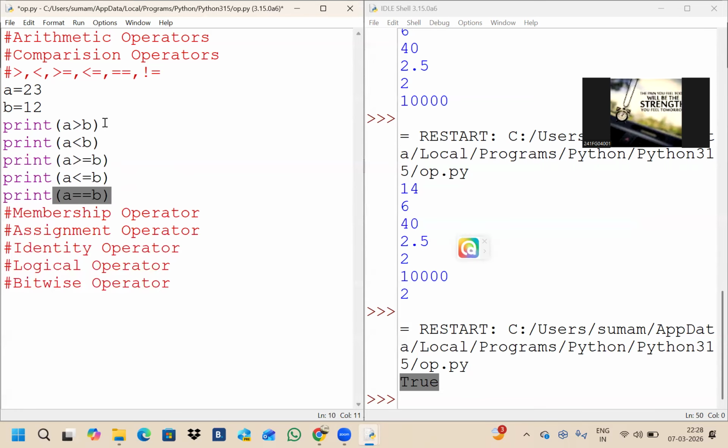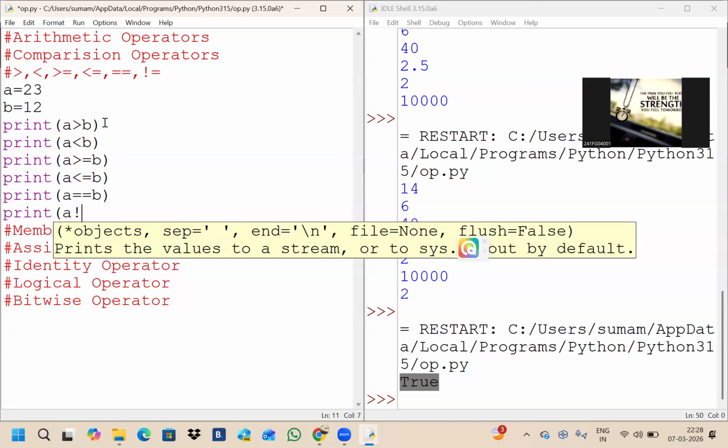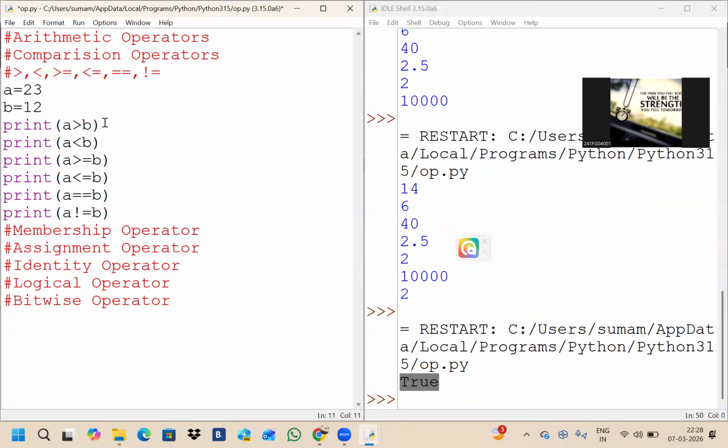The next one is print of A equal to B. That means both are equal. 23 is equal to 12? So that is not correct. That's why this is also false. The next one is print of A not equal to B. That means 23 is not equal to 12. Okay, it's correct. That's why now check the outputs.